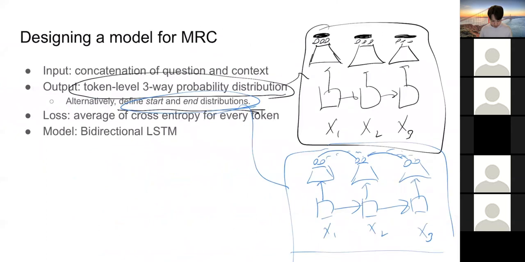So hopefully that's clear. And when you're doing MRC or QA later, one important piece of advice is that it's much better to define the distribution on the start and end rather than at the token level. That's because the model trains much faster and it's much more stable, because your distribution makes more sense, right? When you have anyway one start and one end.